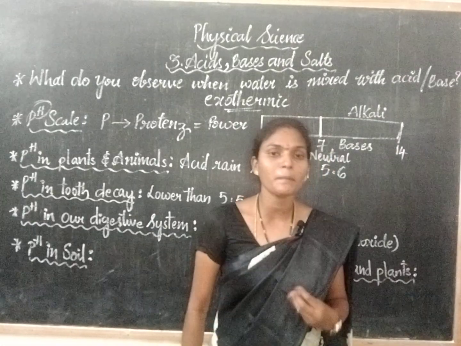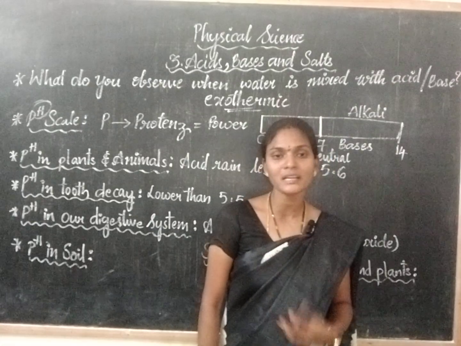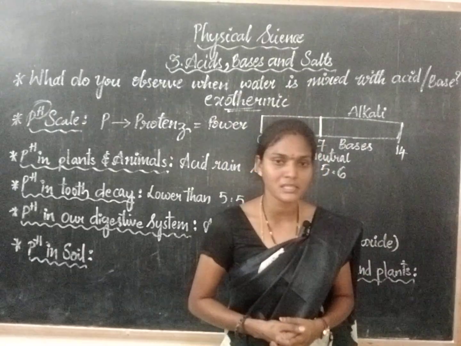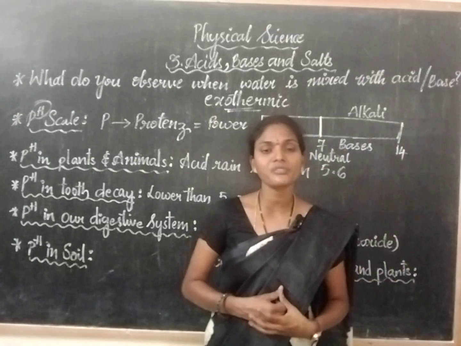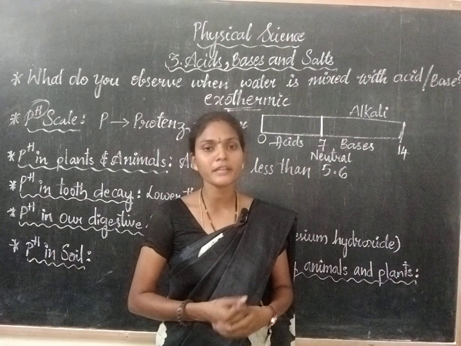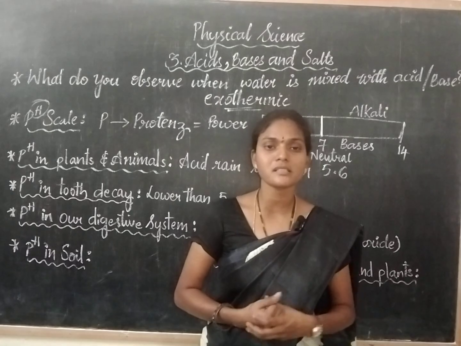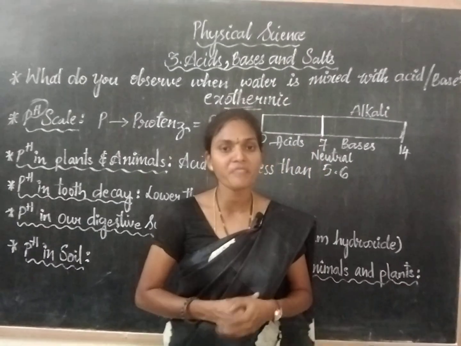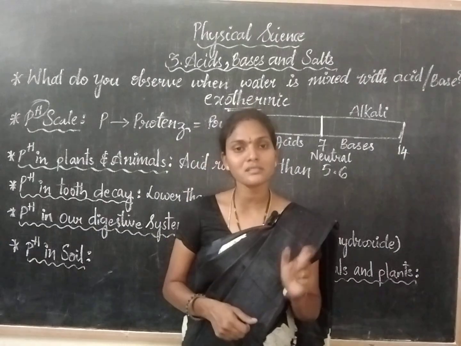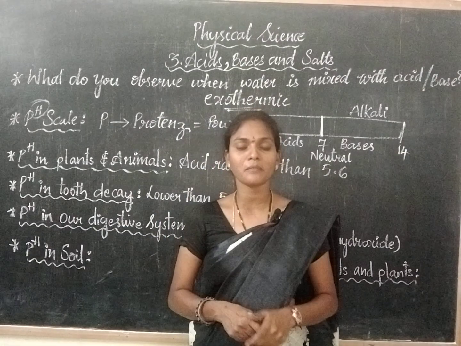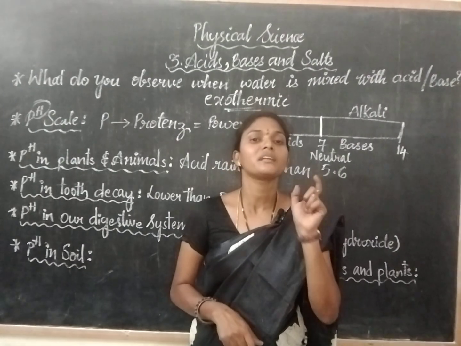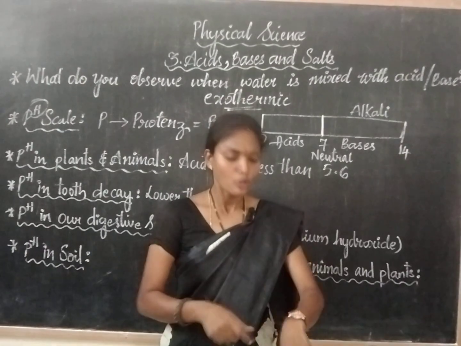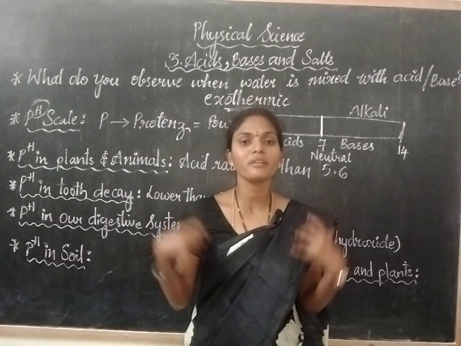The pH scale plays a very important role in plants and animals. How it plays, let us see here. Now, you are all very familiar with acid rain. Why does acid rain occur? When air gets polluted due to the presence of some chemical substances, the output we get is in the form of acid rain. Acid rain is rain which has an acidic nature. When we expose our body to acid rain, we can feel some itchiness on our body.